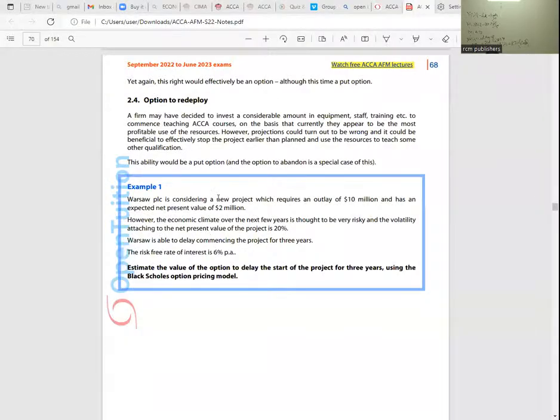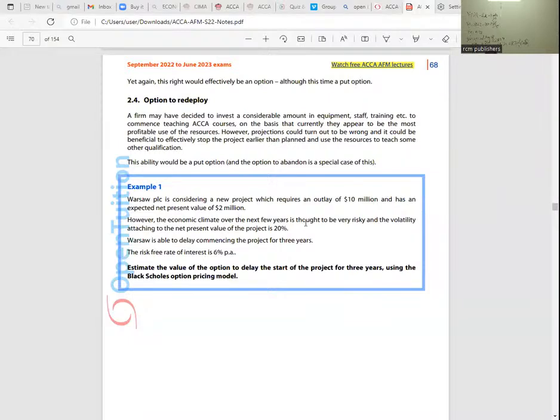So I'm giving you 5 minutes. You attempt this question. Warsaw PLC is considering a new project which requires an outlay of 10 million and has an expected net present value of 2 million. However, the economic climate over the next few years is thought to be very risky, and the volatility attaching to the net present value of the project is 20%.